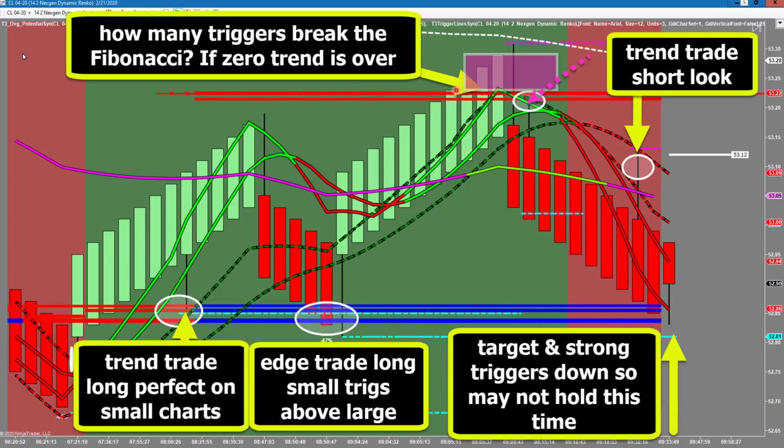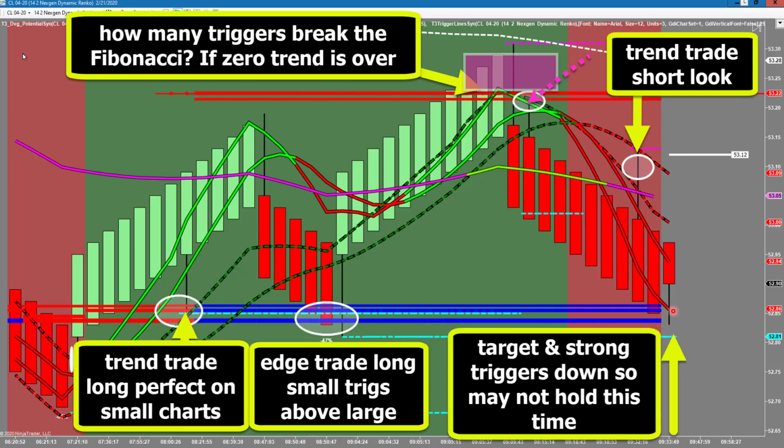Then when we reach resistance, we have to do two things. Number one, where are the small triggers in relationship to the large? And then number two, how many triggers broke above Fibonacci resistance here? And if the answer is inside and none of them broke, then resistance is probably going to hold, and maybe there's some short trade opportunities. And then, edge trades at the edge of resistance. And then obviously when both triggers are going down very, very strong, smalls below the large, it's very easy to see you're going to do a short trade down to support.